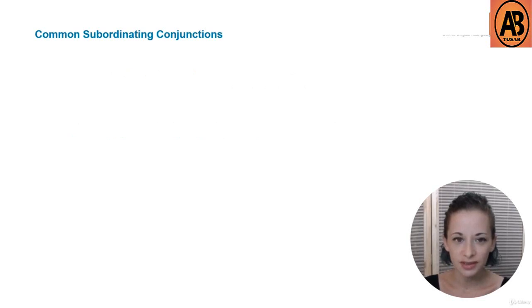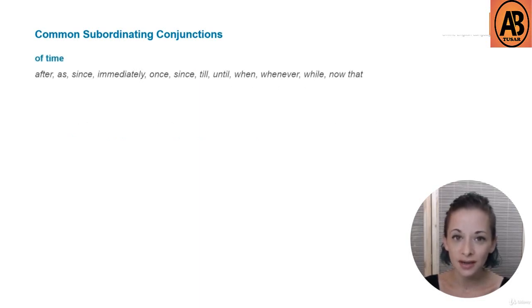Common subordinating conjunctions of time include after, as, since, immediately, once, till, until, when, whenever, while, and now that. For example, don't do anything until I get there. And I saw her quickly as I was leaving.